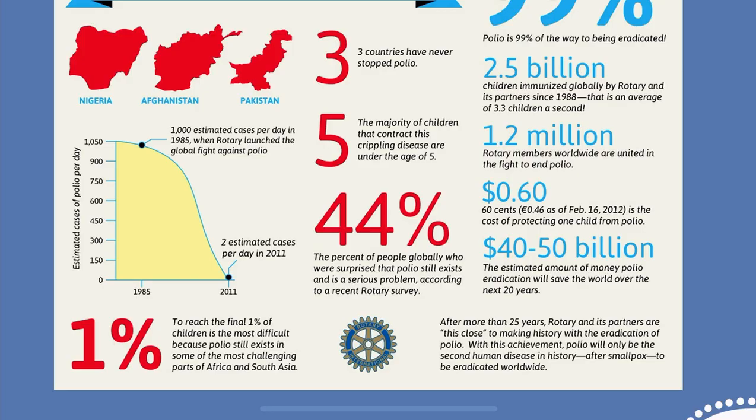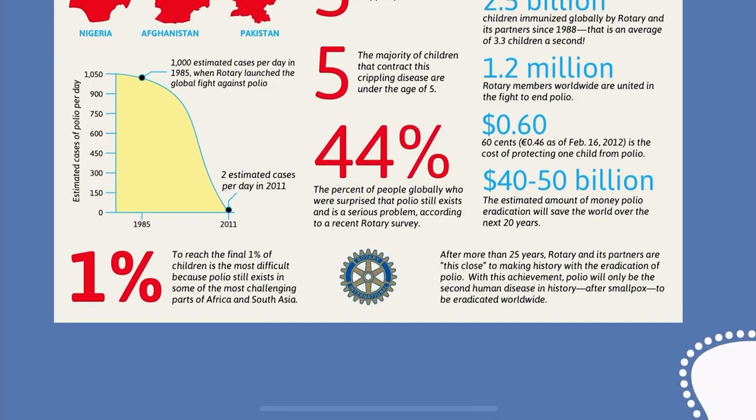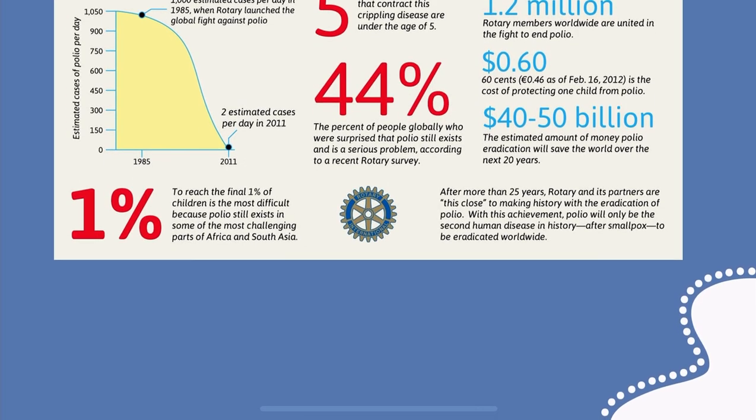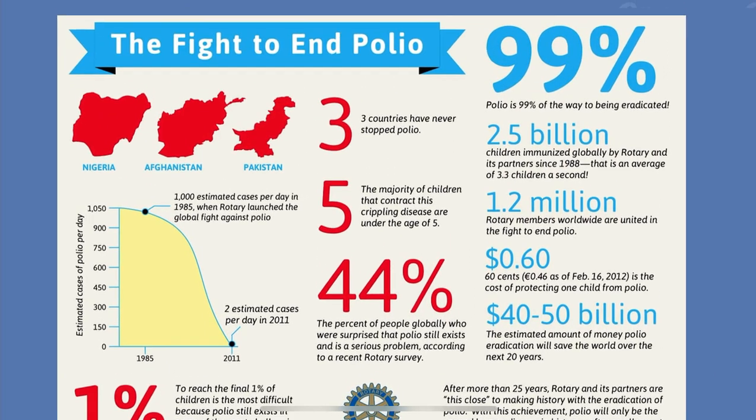The majority of the children that contract this crippling disease are under the age of 5. So how do we remember? 1 is less than 1% children are hard to reach, and 3 countries have never stopped polio, they are still endemic. 5, the number stands for the age which polio affects. The majority of the children affected are aged under 5 years.